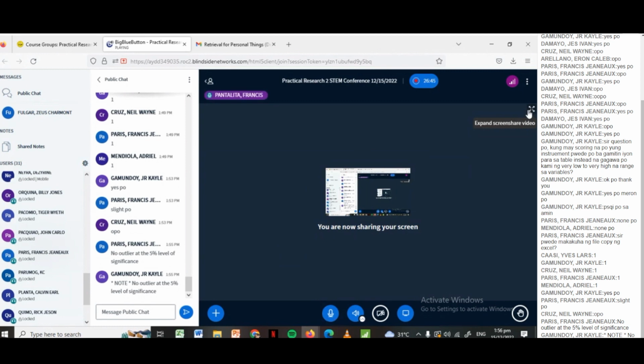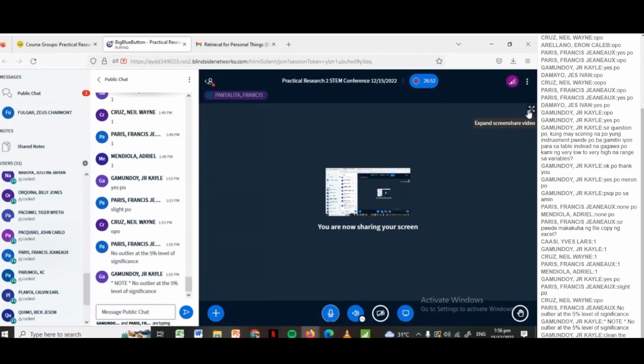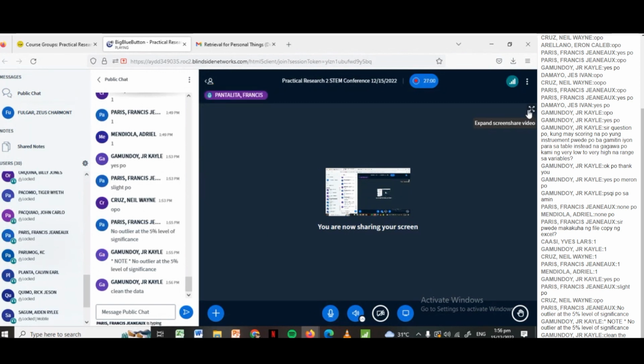Now the question is, what are we going to do if there are outliers? Basically, if it falls under the 5% level of significance, we can still tolerate them. For example, we have 270 respondents. And what's 5% of 270? Around 14? Yeah, 13.5, no? So we can tolerate 14 outliers if we have 270 respondents, and we have the 5% level of significance. But if not, we have to do data cleaning. Yes, that's correct.